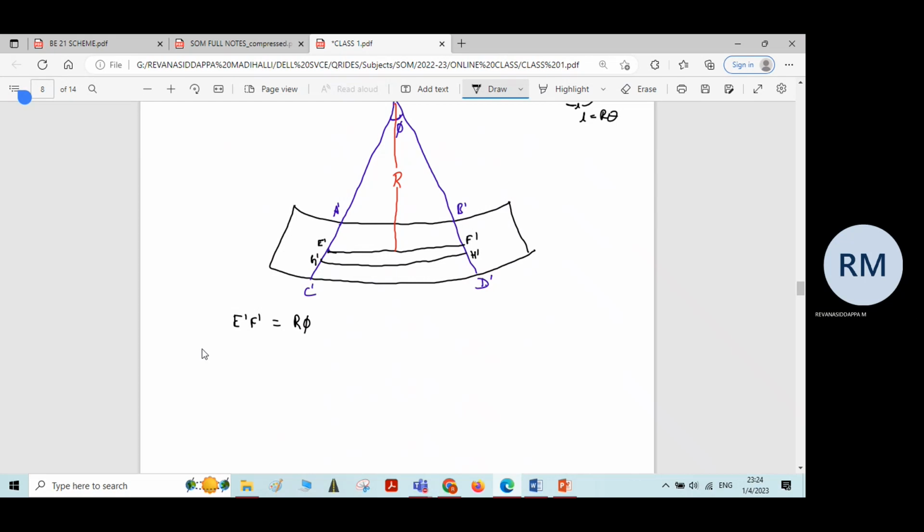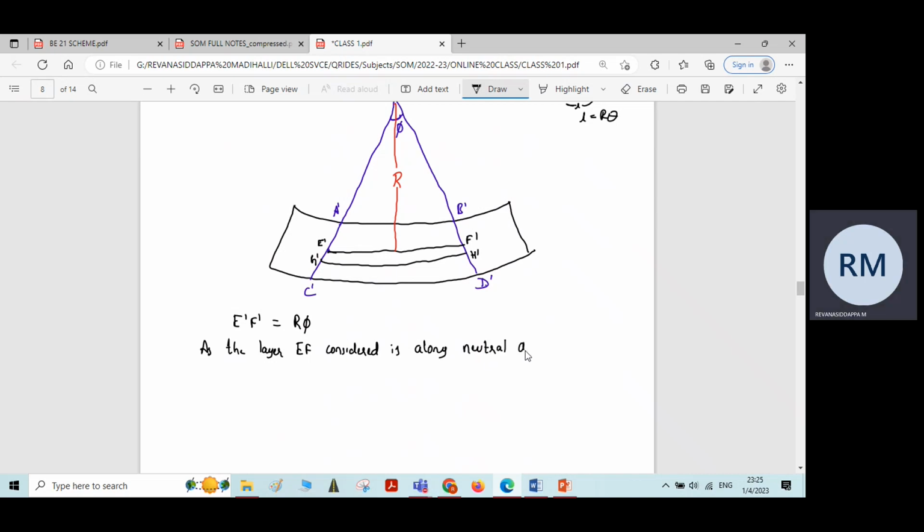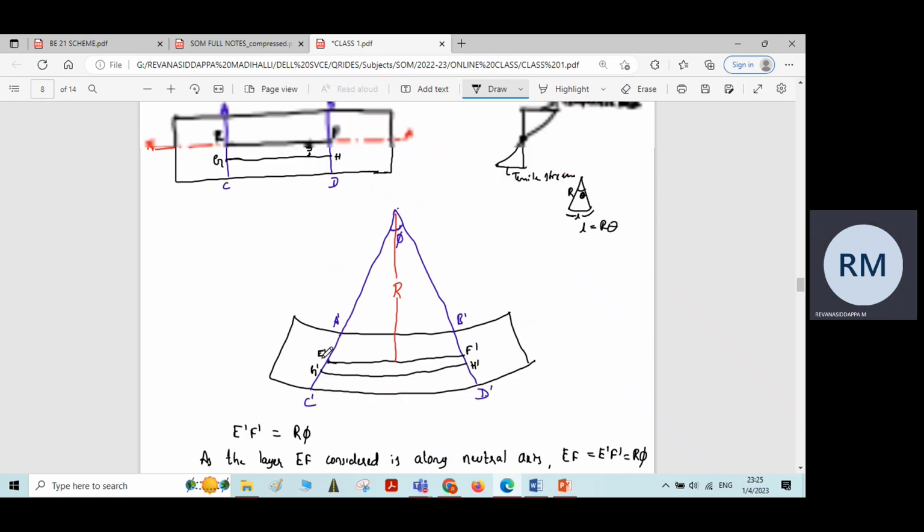As the layer EF considered is along neutral axis, we can write as length EF is equal to length E dash F dash is equal to R into phi.